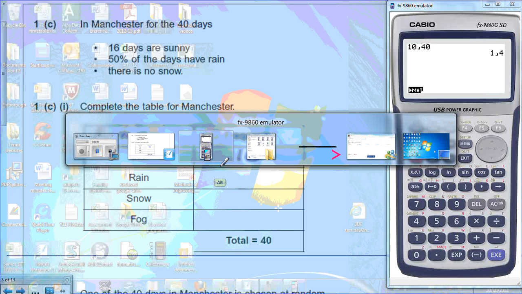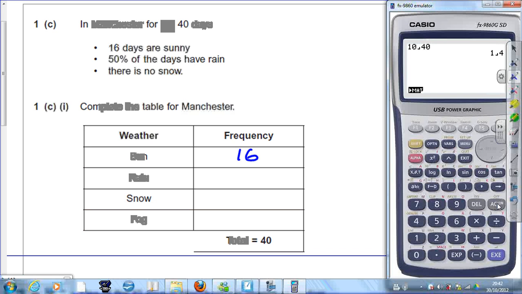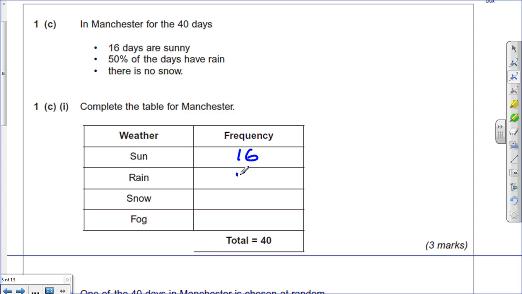Yes, I know most of you know that 50% is the same as half. Let's just remind ourselves. 50% is 50 hundredths. The word of is times, and there were 40 days. There we have it. As I'm sure you worked out, it's 20. There is no snow, which is another way of saying there are no days on which it snowed, but we haven't fully completed it. It says the total is 40. The numbers in here only add up to 36. So we need to have 4 in here to make sure it adds up to 40. And there we have it, another 3 marks.